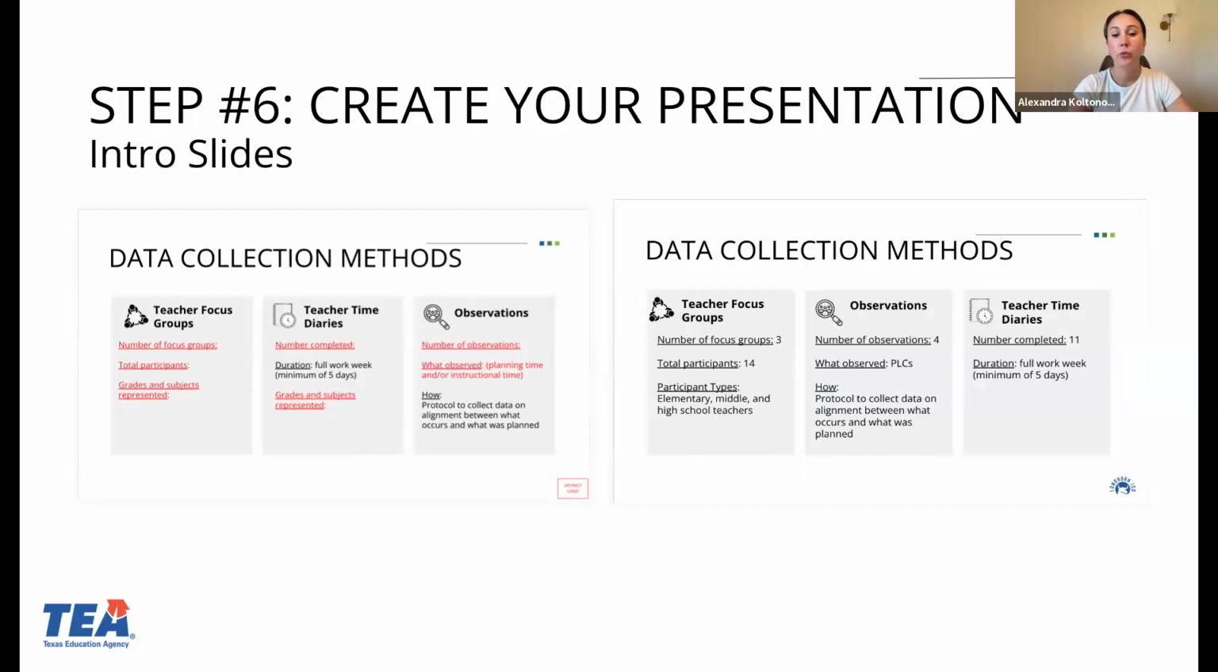The last intro slide is where you will talk about the data collection methods. So for us, you did teacher focus groups, planning and potentially instructional time observations, and then teacher time diaries. I also forgot to mention that anything in red in the template is what you'll update. The black will stay because that's consistent for all of you, but the red is what you'll need to update. So on this, you'll include the number of focus groups that were held, remember, across all 3 campuses, the total number of focus group participants, the grades and subjects represented, the number of teacher time diaries completed, and the grades and subjects represented by those time diaries, and then the number of observations and what was observed. Again, this is helpful to lay the foundation of what data was collected, where it came from, and who was represented. It's best practice to be able to say, this is how we collected the data, and this was who was represented.